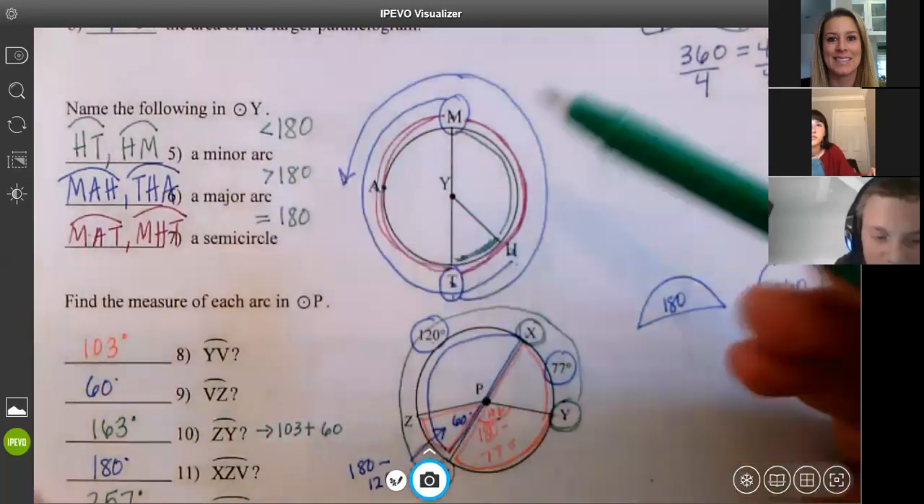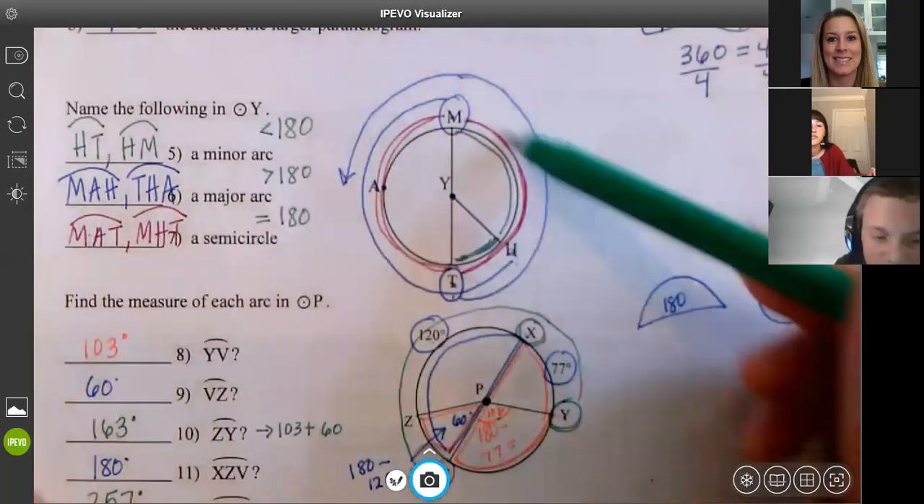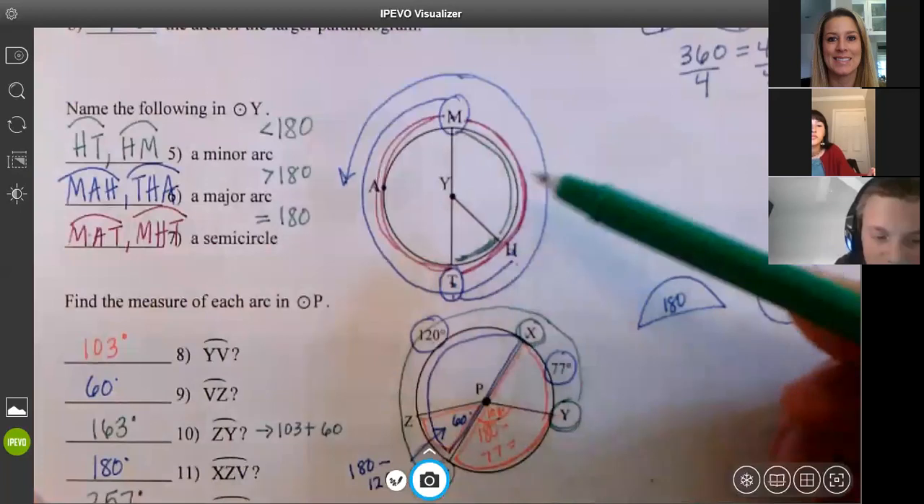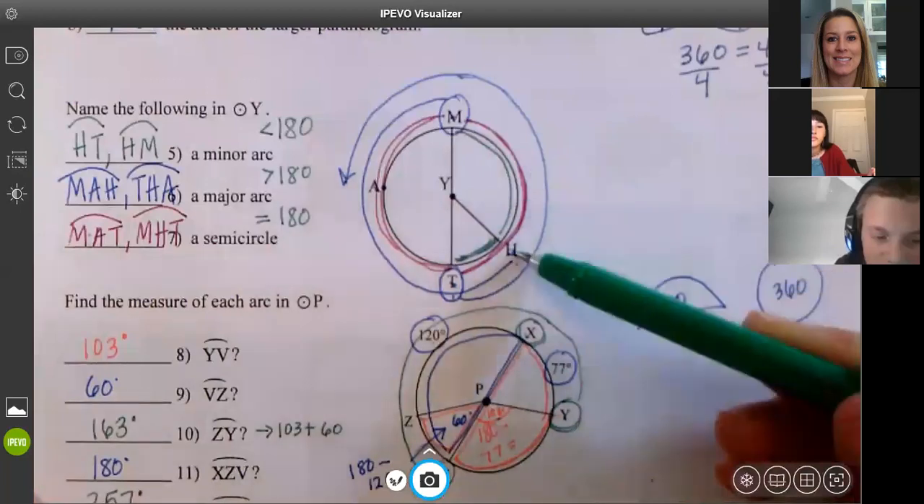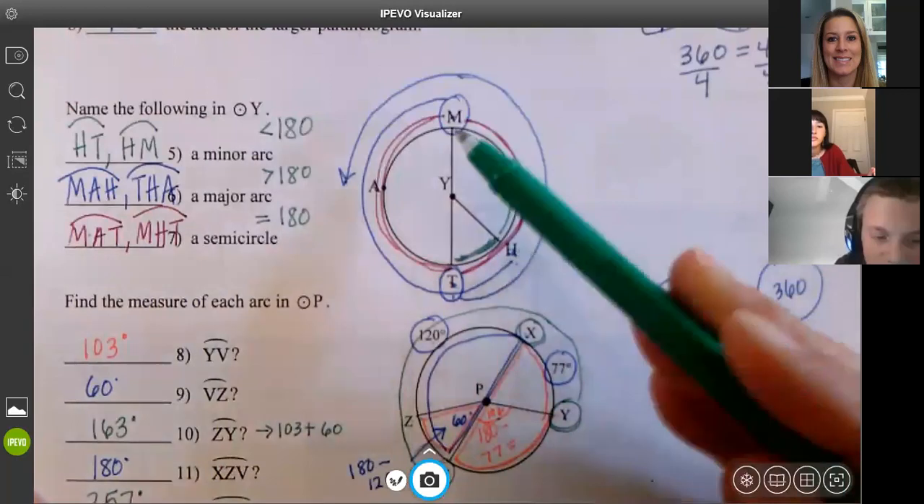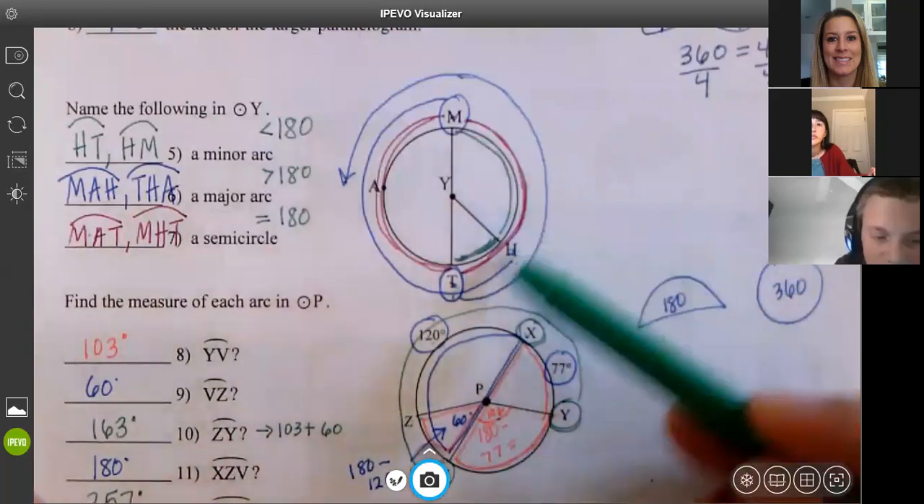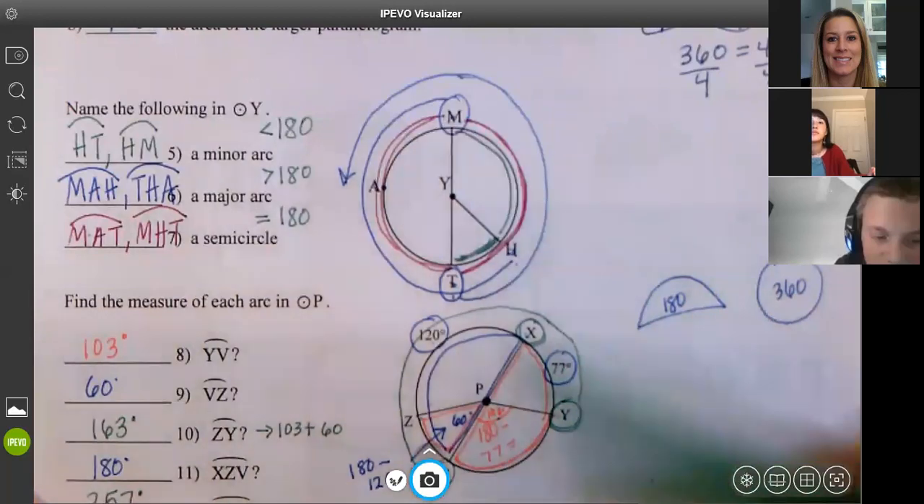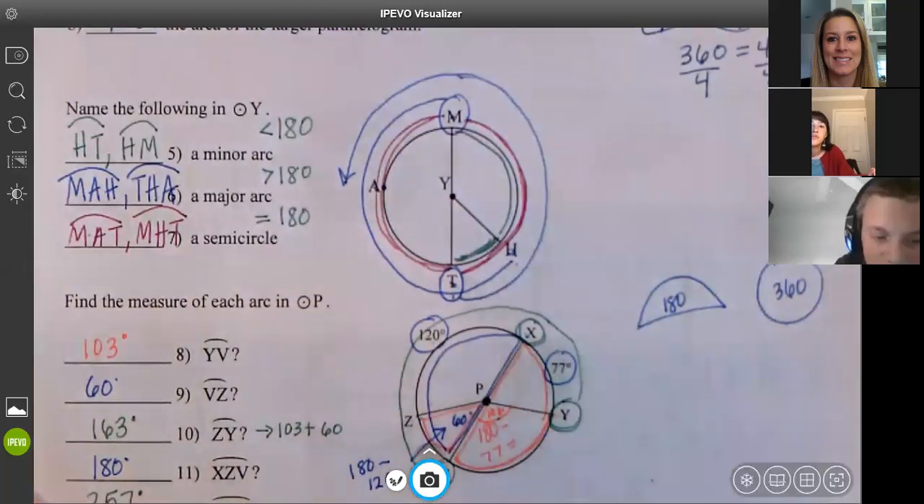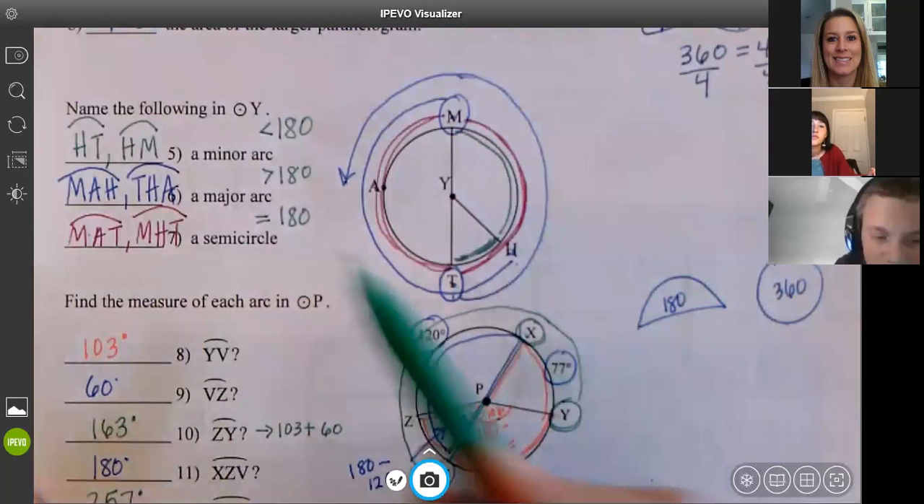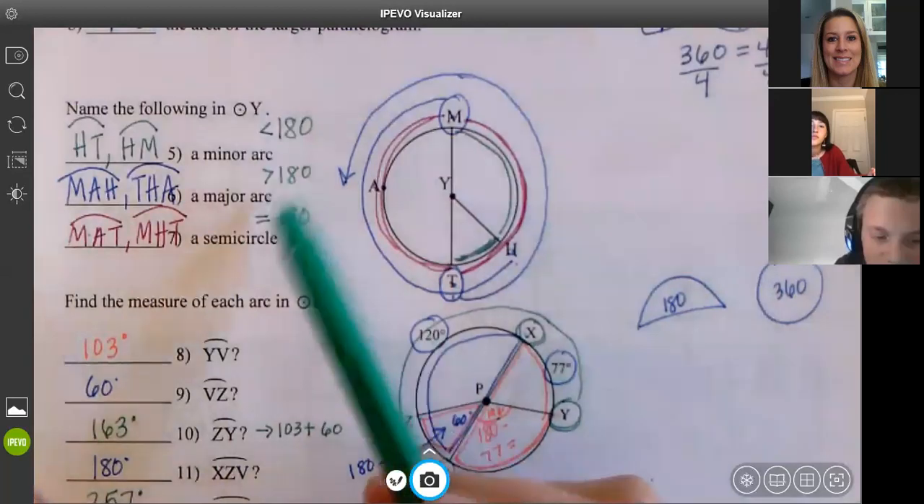So a minor arc would be like this from here to here. Is that H? That's H, yeah. H to M, or we could do H to T. But once we go across even more, we're going too far. So less than a semicircle for minor. Major arcs is when we kind of loop around.